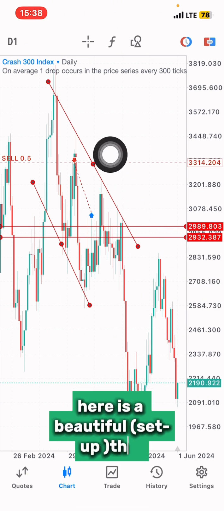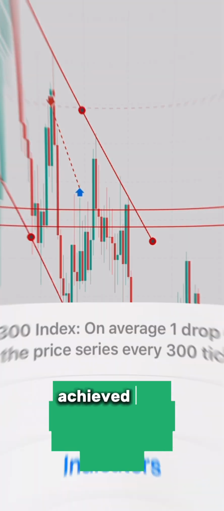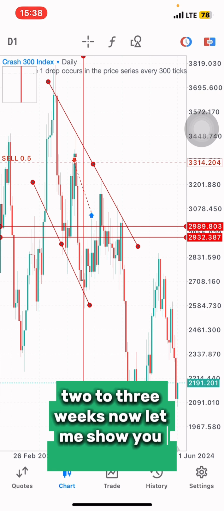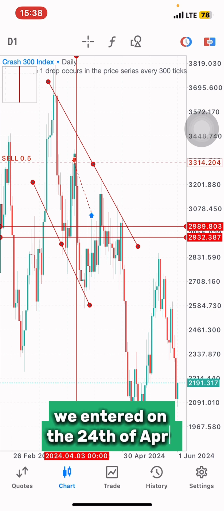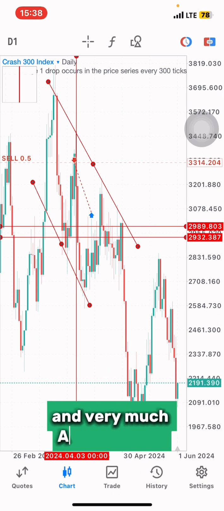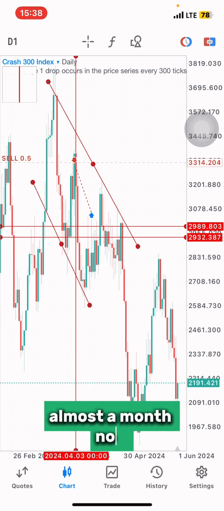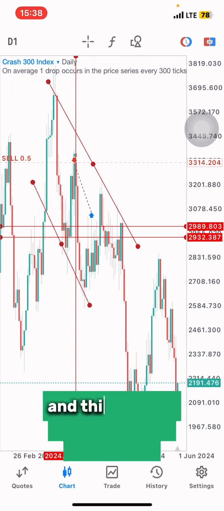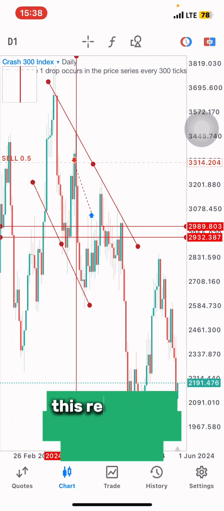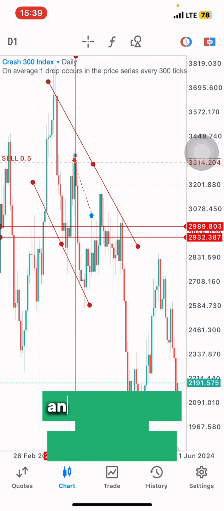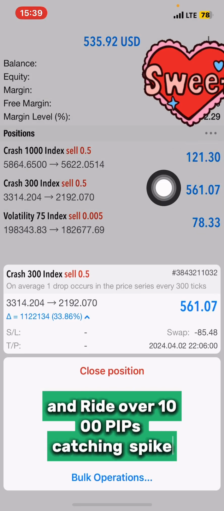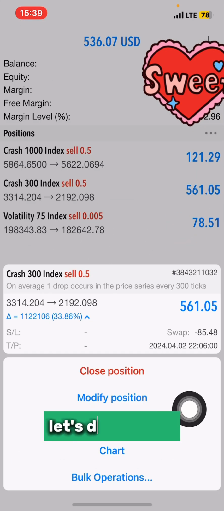Here is a beautiful setup that we have also achieved, and we have been holding this setup for almost 2 to 3 weeks now. Let me show you our entry point. We entered on the 24th of April, and now it's almost a month. We are holding this particular trade, and this red candle I just marked down is our entry candlestick. Let me quickly explain how I get this setup, and how you can get the same setup and make over 1,000 pips catching spike trading the boom and crash. So let's dive in now.